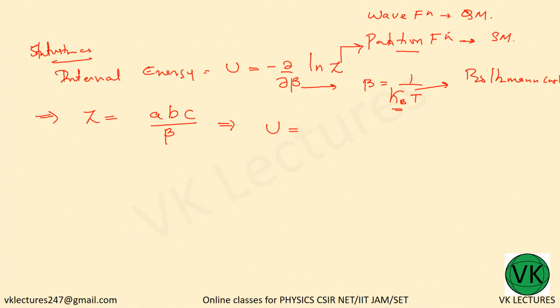Now you have to find out what is the internal energy U. U is given by the formula minus dou by dou beta of log Z. Now you have to find out what is U equal to. Yes, come on, fast. You can do it by yourself. I am doing it for me.